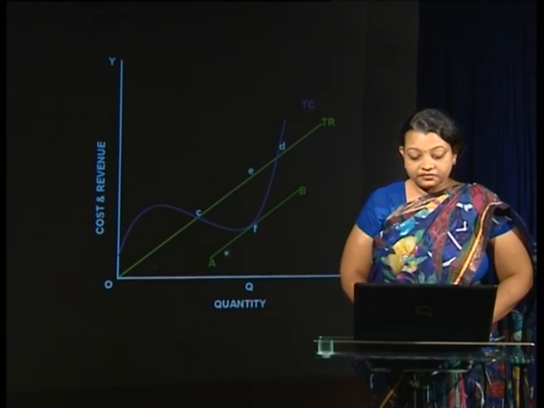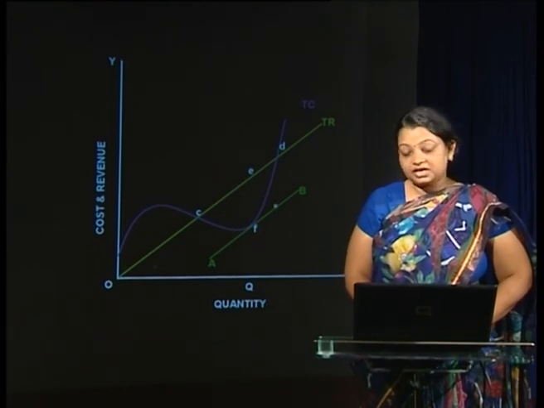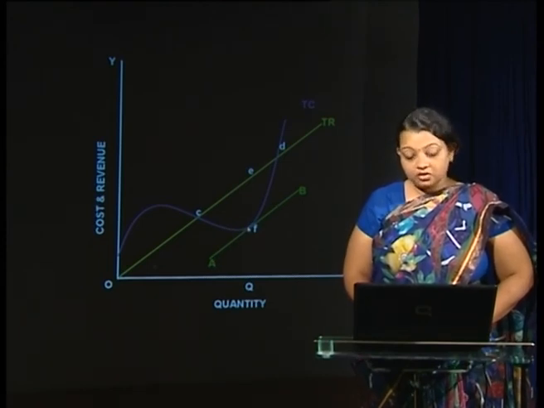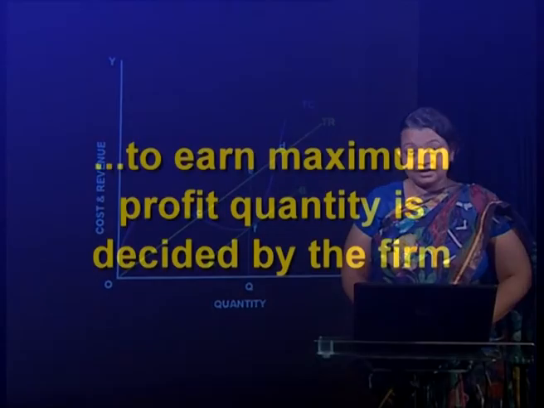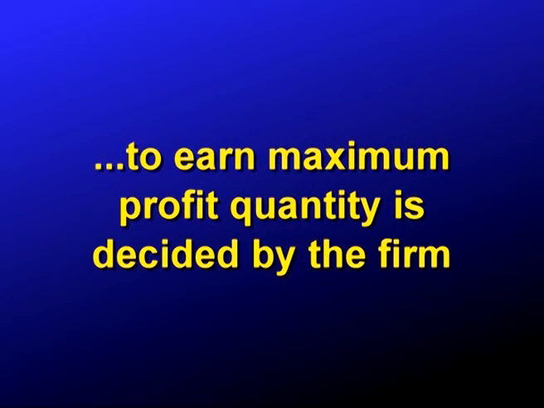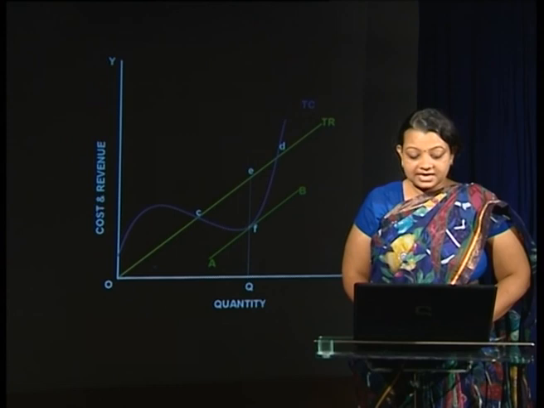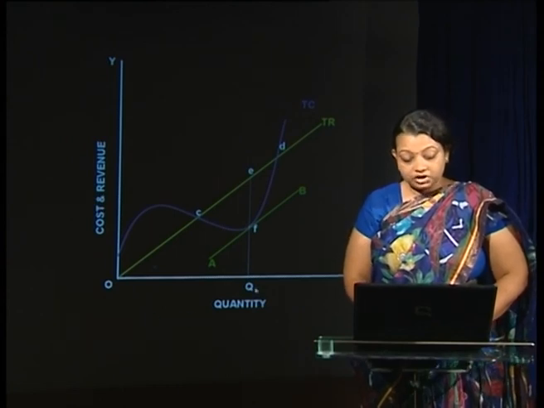For this purpose, we have to draw a tangent AB to total cost. This shows that EF is the point where maximum profit is earned by the firm. Now, from this it is clear that to earn maximum profit, quantity is decided by the firm. The quantity decided by the firm is OQ.